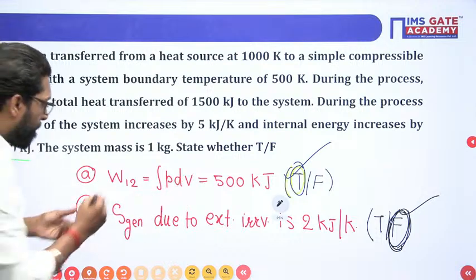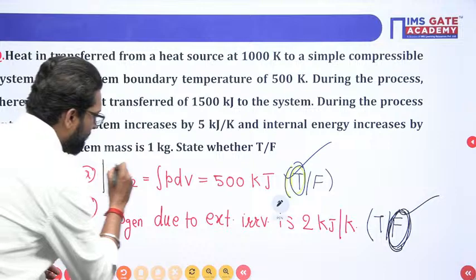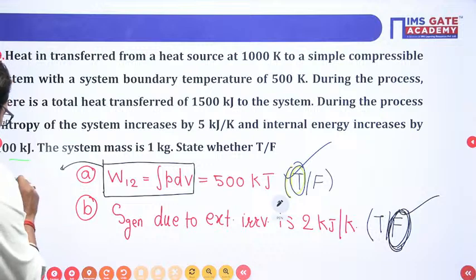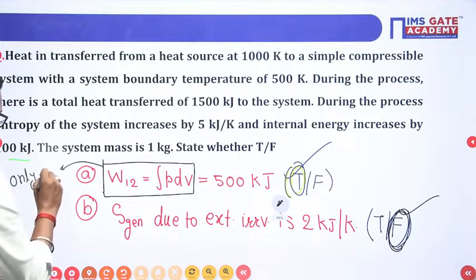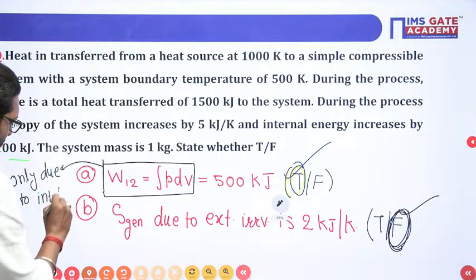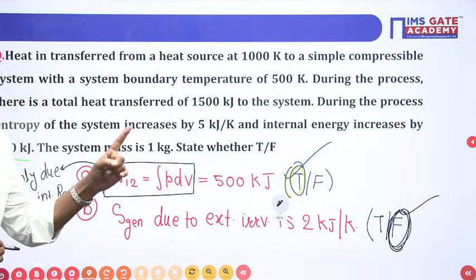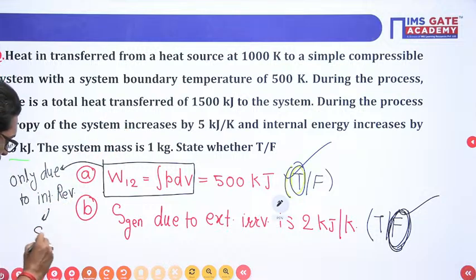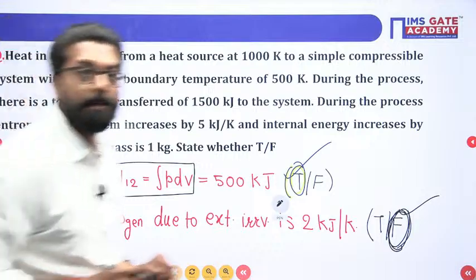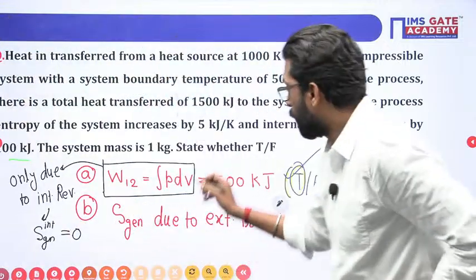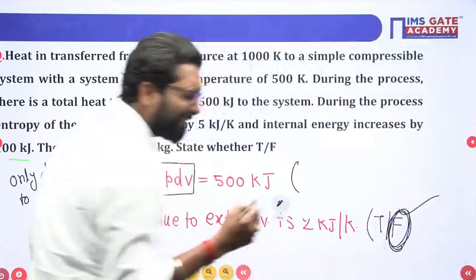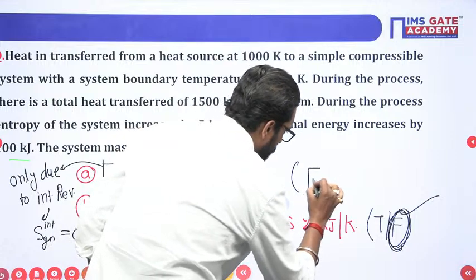Why? Because you can apply this only for internally reversible, quasi-equilibrium processes, where S generation internally is equal to 0. In that case you can apply it. But here it is not 0. So we cannot. So this statement is false.